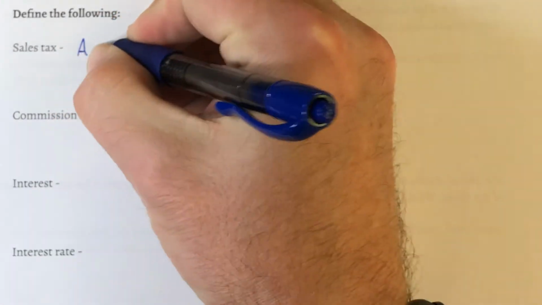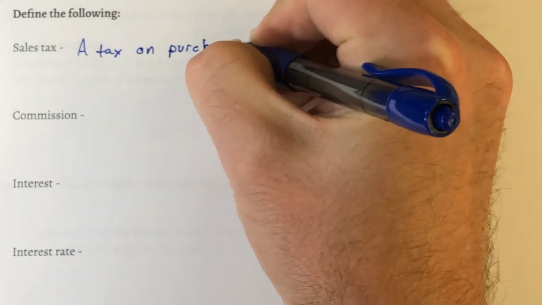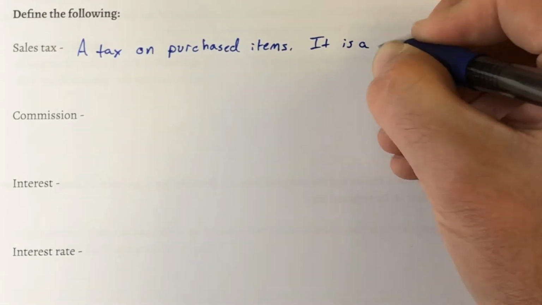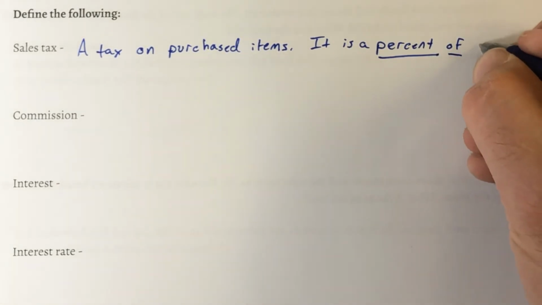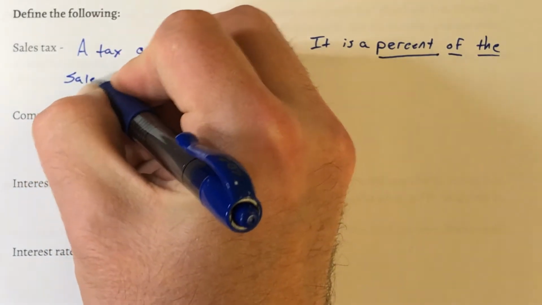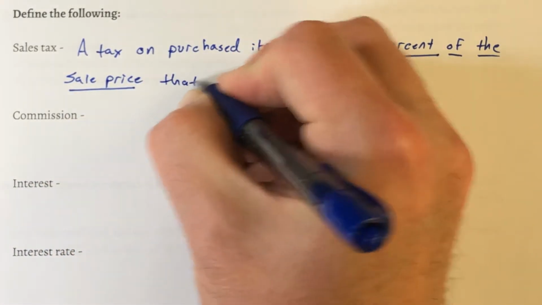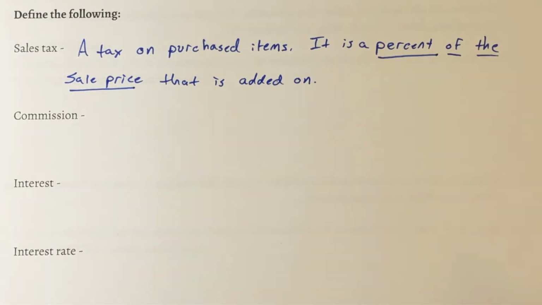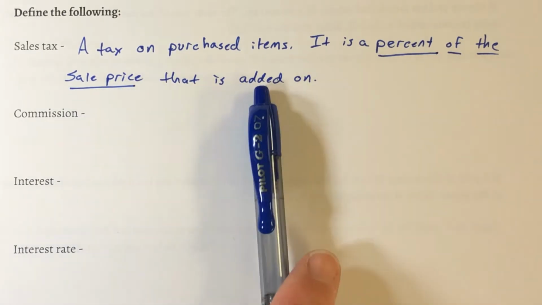A sales tax is a tax on purchased items. It is a percent of the sales price. So a percent of the sale price that is added on. If you go to the store and you buy groceries, or really anything, they're going to calculate a percentage of that price and add it on to the price.